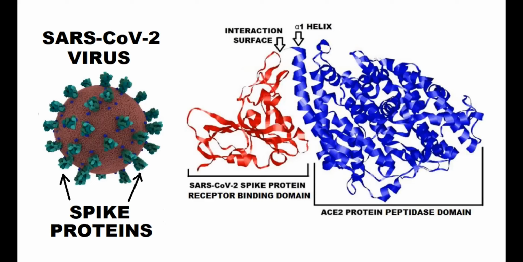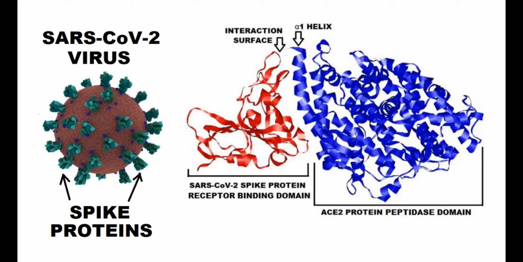We have a reddish-brown sphere in the center, and on the surface of that sphere, there are bluish-green or turquoise-colored projections, and these are called spike proteins. It is thought that in an infection with the SARS-CoV-2 virus, the very first step involves the interaction of those spike proteins with a protein that is on the surfaces of human cells.